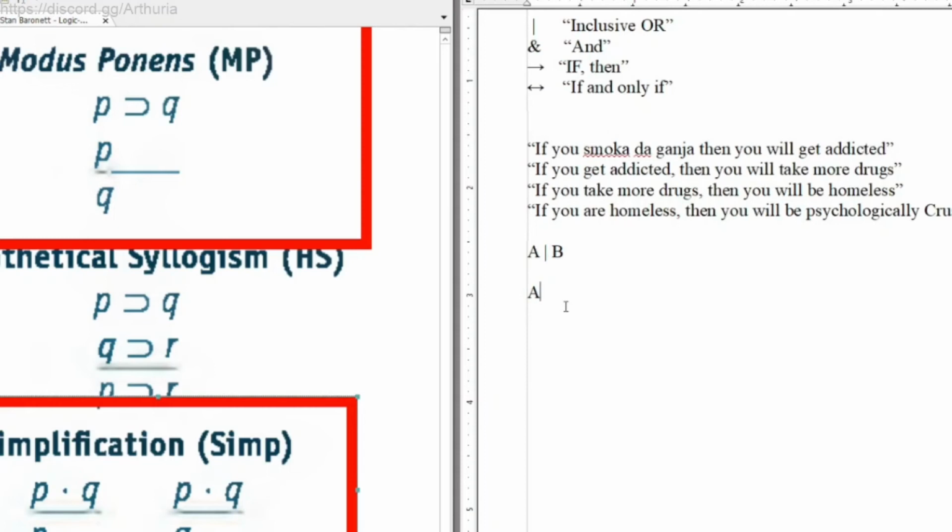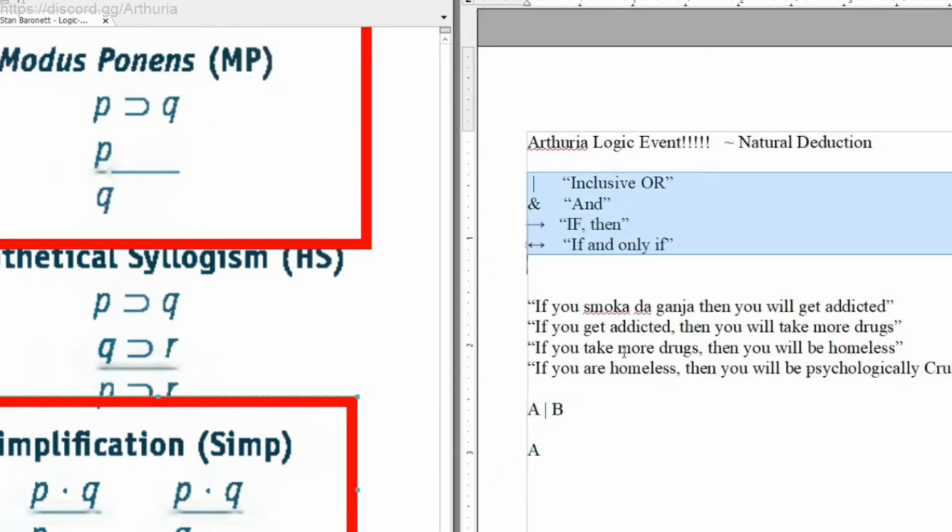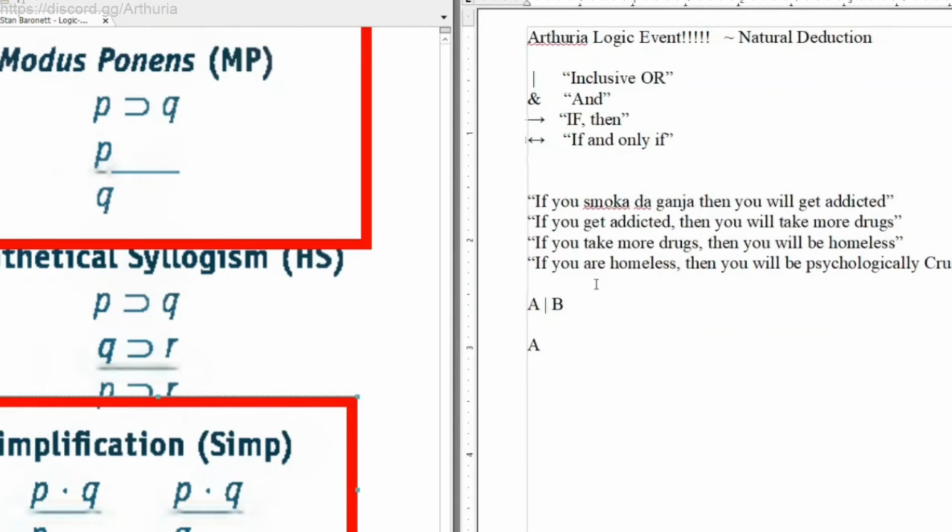What's the horseshoe again? It's if then. Yeah, the horseshoe is if then. Sorry, this book uses different symbols, but I'm using the ones for the bot.